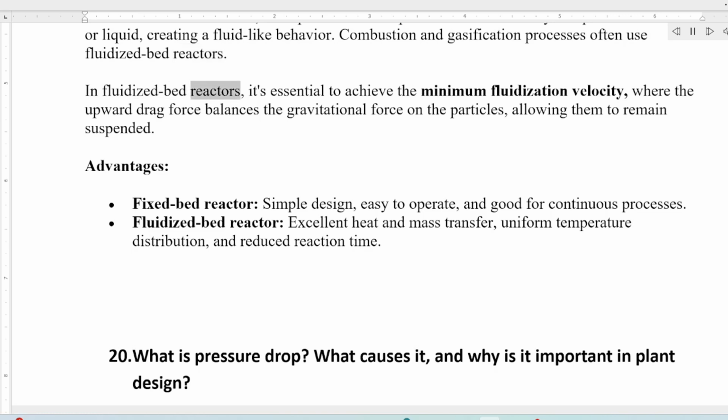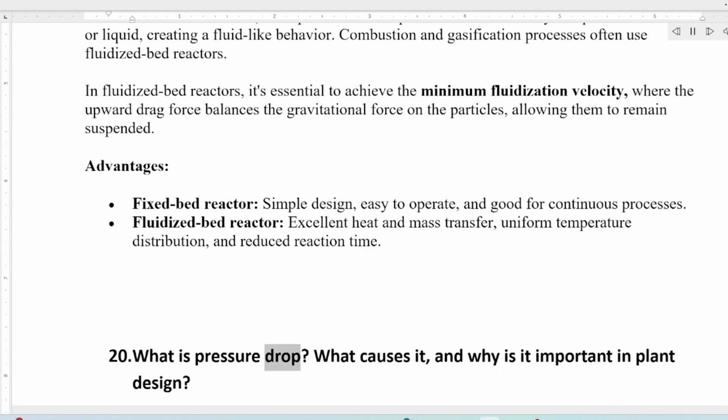Combustion and gasification processes often use fluidized bed reactors. In fluidized bed reactors, it's essential to achieve the minimum fluidization velocity, where the upward drag force balances the gravitational force on the particles, allowing them to remain suspended. Advantages: fixed bed reactor, simple design, easy to operate, and good for continuous processes. Fluidized bed reactor, excellent heat and mass transfer, uniform temperature distribution, and reduced reaction time.